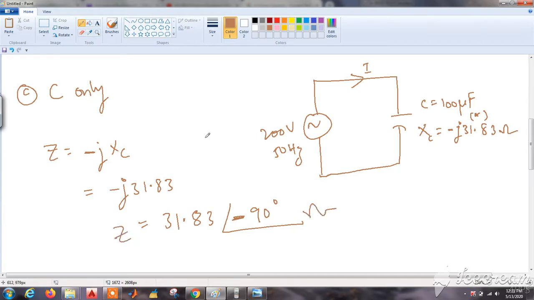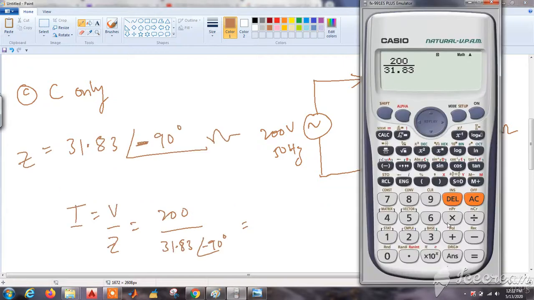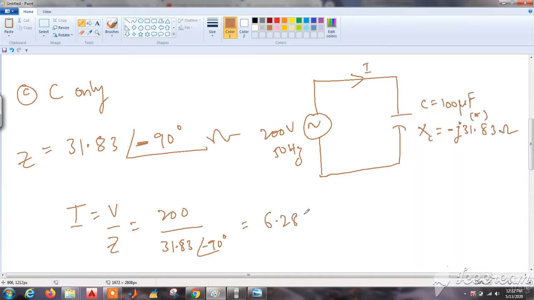Now let us calculate the current. And current, we know that V by Z, and we are getting a magnitude of 6.28 amperes with an angle of, you know that in division, numerator angle minus denominator angle, minus minus becomes plus, so plus 90 degrees. You know that in the capacitive case the angle associated with current will lead, or will be positive, but the power factor will be leading, and this is the power factor angle.